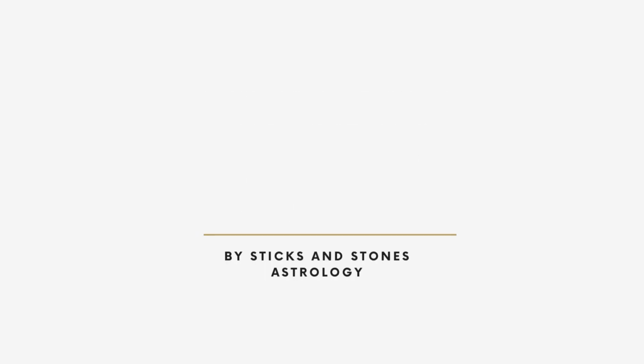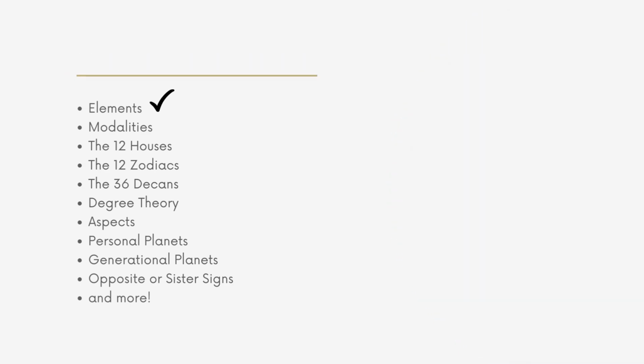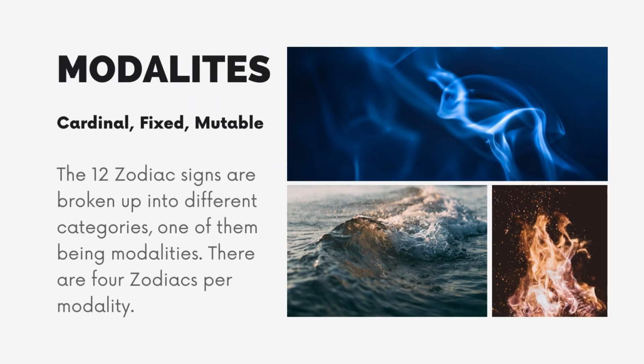This is episode 2. Last time we went over elements. This time we're going over modalities. In the future, I want to go over the 12 houses, the 12 zodiacs, the 36 decans, degree theory, aspects, personal planets, generational planets, opposite or sister signs, and much more. Like I said, today we're going over modalities.